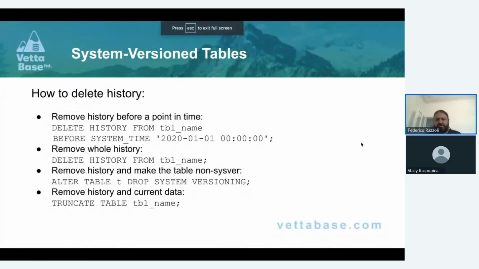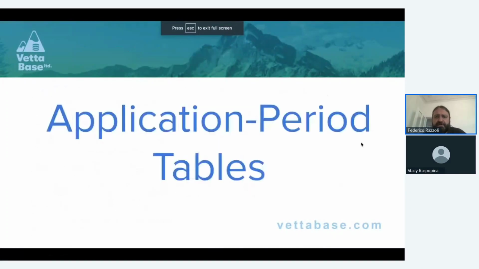Actually, it took a bit too long, maybe because I still need to talk about application period tables, but I'm not going to talk a lot about this because I think they are a bit less useful. And the case where they are mostly useful, in my opinion, is where you use a combination of system version and application period tables, and this will be shown at the end.